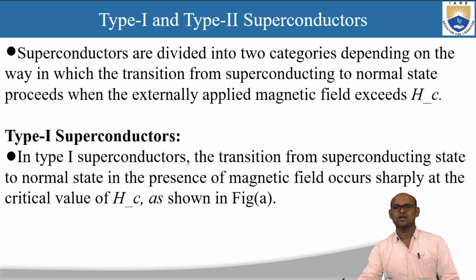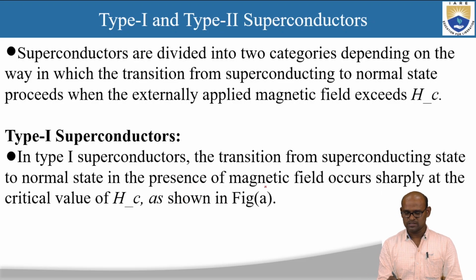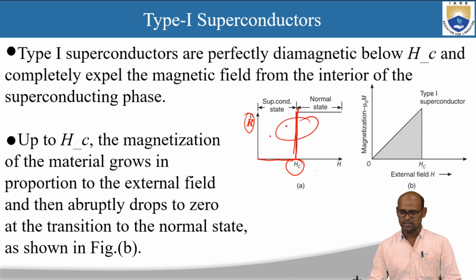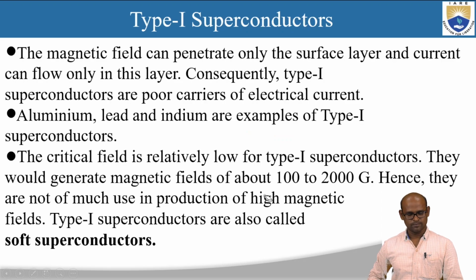In type 1 superconductors, the transition from superconducting state to normal state in the presence of a magnetic field occurs sharply at the critical value of Hc. We can see clearly here the resistivity versus field: as the field increases to Hc, the material goes from superconducting state to normal state. So it is a sharp transition in type 1 superconductors. And this is the magnetization versus external magnetic field. When the material is in superconducting state, the magnetization increases, and it goes to zero above this critical field, when the material goes into normal state.